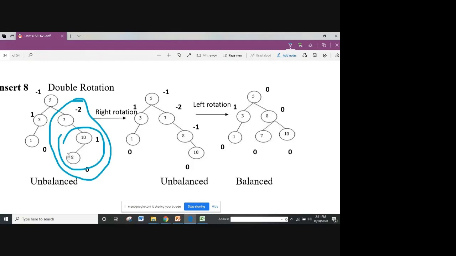So 8 goes up. Right rotation, right? 8 goes up, 10 comes down. Then again, it is still unbalanced. Now since I have processed this, now I'll process both of these. So now left rotation, 8 and 7 will be left. So 8 will move up, 7 will come down. Now we have to check all are balanced.